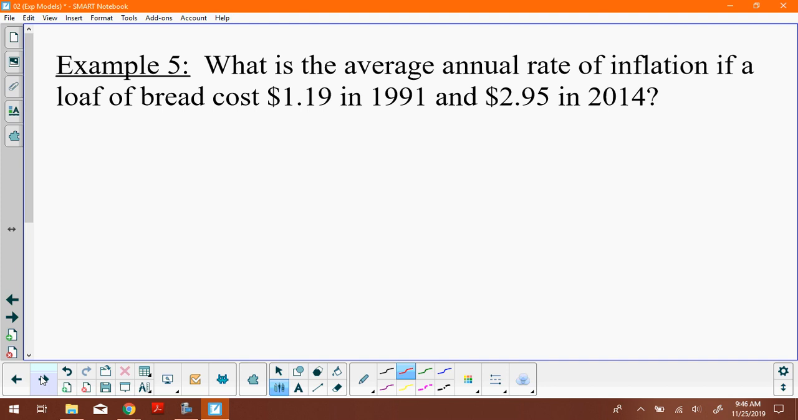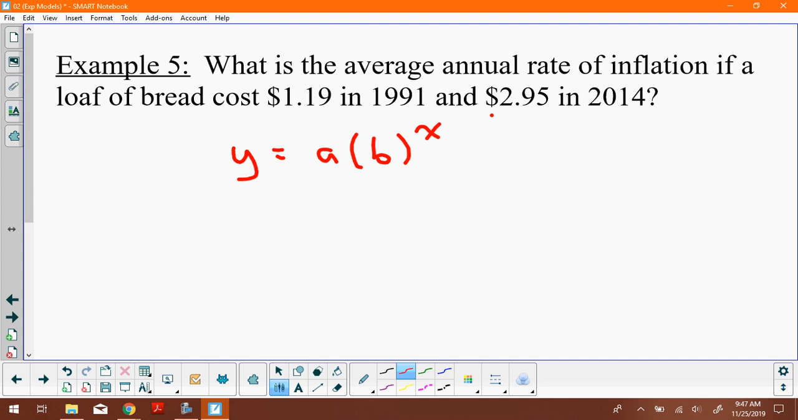Okay, what is the average annual rate of inflation if a loaf of bread costs $1.19 in 1991 and $2.95 in 2014? So again, this is similar to what happened in the last example. We're going to set up my model. I want to know about the rate of inflation, so that's tied to my value of b. So we follow the same steps.